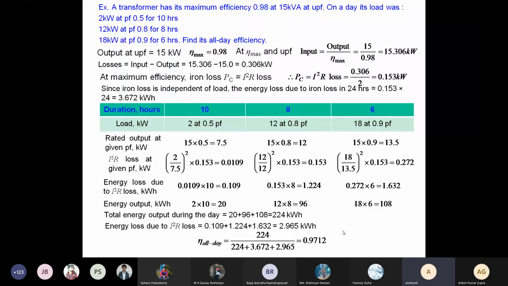So you see your all-day efficiency, earlier we got, it was given the maximum efficiency. So maximum efficiency occurs at a particular condition when your core loss is equal to the iron loss. But throughout the day, in 24 hours, different types of situations will happen in the transformer. And it will be at very few occasions the core loss will be equal to the iron loss. So you see that your all-day efficiency is actually less than the maximum efficiency.